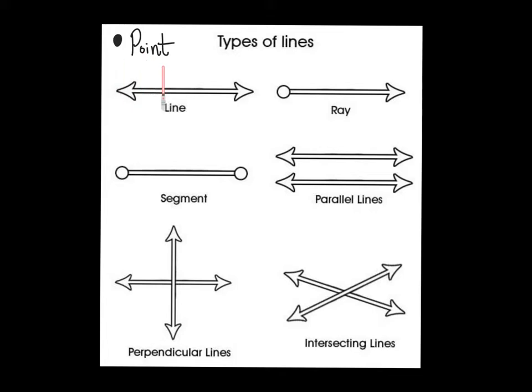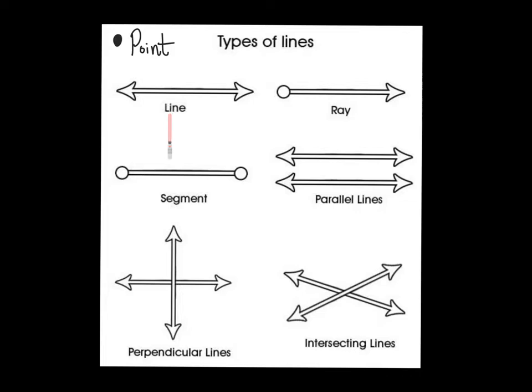It's a point. A point can be anything that's on a line, and it's simply just a dot. And it usually has a letter associated to it, point A or point D. Any letter that can be found on a line segment would be called a point.